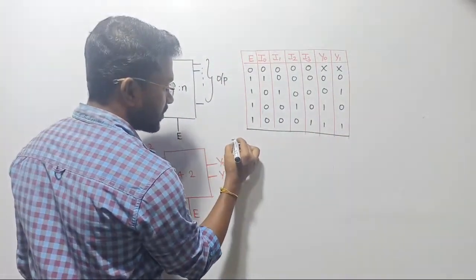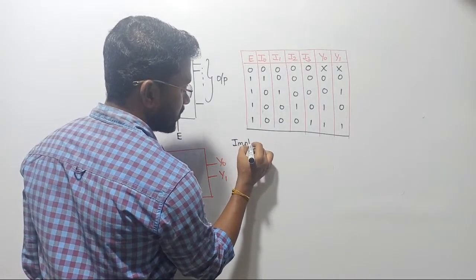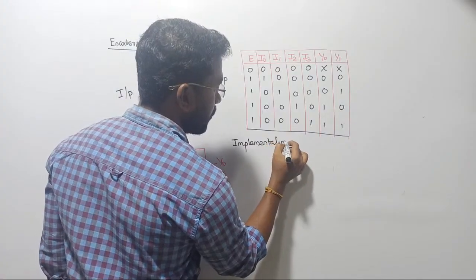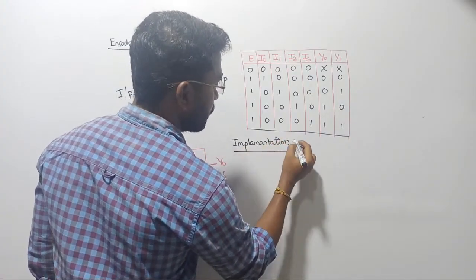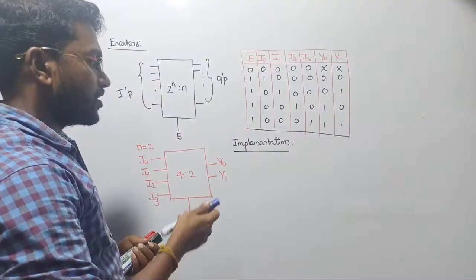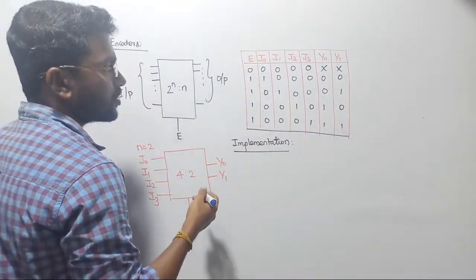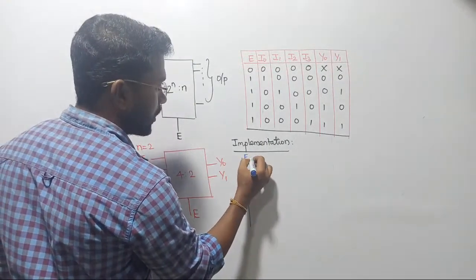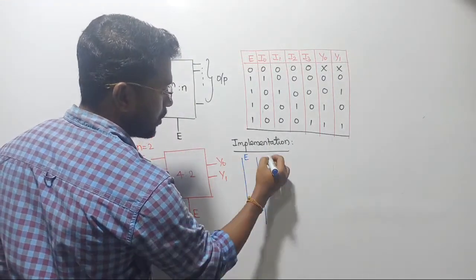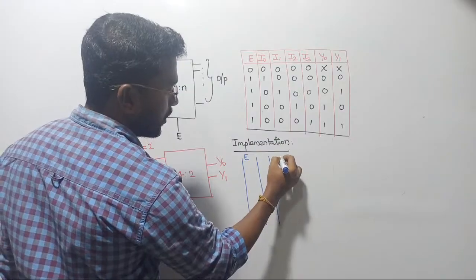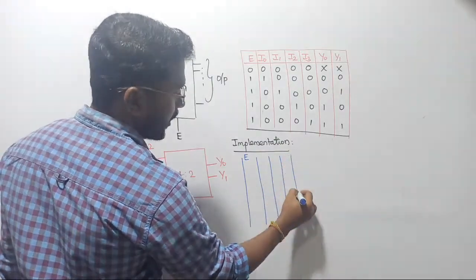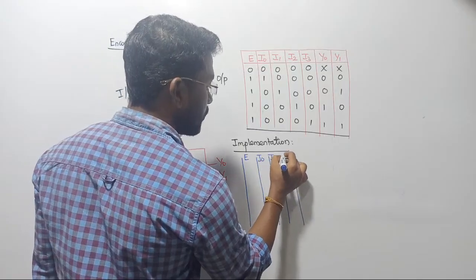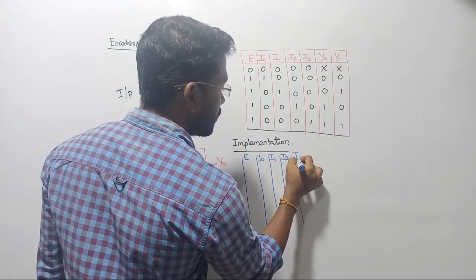Shall we implement? Yes. So let us discuss the implementation. So our next target is we have to implement the circuit, that is simply called implementation, right? So let us raise the question: how do I implement the circuit? In order to implement the circuit, first we need the enable pin, and then we should talk about the pins i0, and then we need i1, and then i2, and then i3. So totally we need 4 pins. i0 should be required, i1 should be required, i2 should be required, i3 should be required.